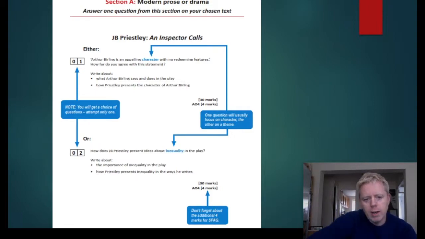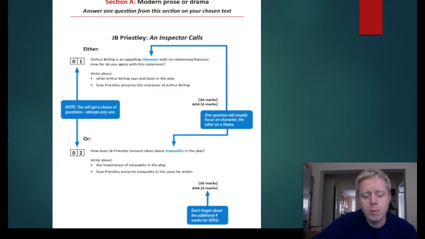So what does a question look like? Remember, this is the only section on the AQA exam where you have a choice. You can answer either a character question or a theme question on Inspector Calls. Do not answer both, it's either or. And don't decide beforehand whether you're definitely going to answer the character question or definitely going to answer the theme question. Keep an open mind, see what the questions are that turn up.